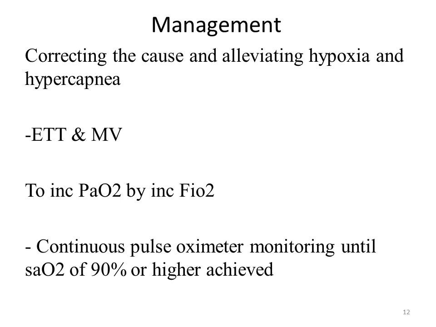Correct the underlying cause. Endotracheal tube and mechanical ventilator may be needed. The ultimate goal is to increase the PaO2 and decrease PaCO2 by correcting the underlying cause. Continuous pulse oximetry monitoring until the O2 sat is above 90%.